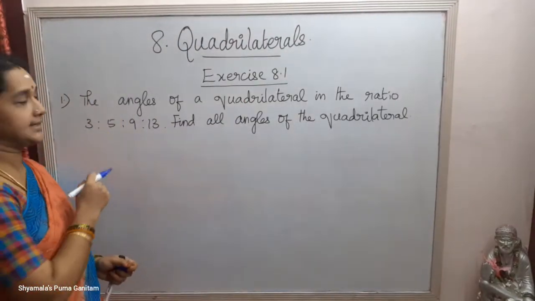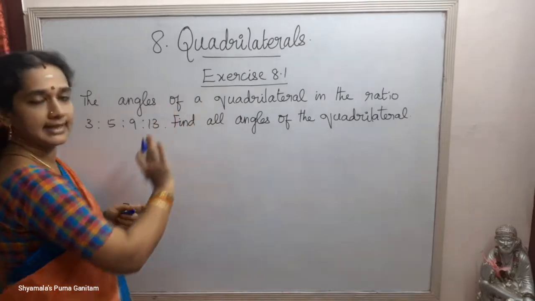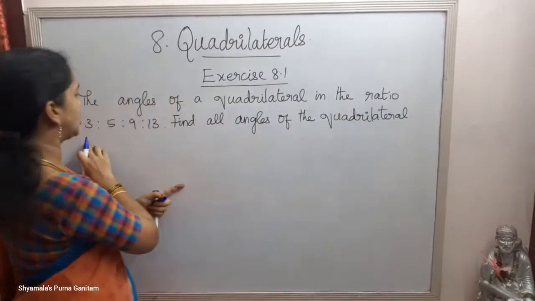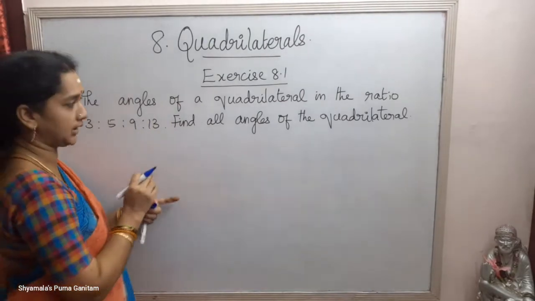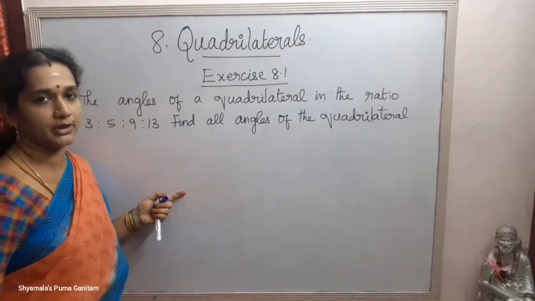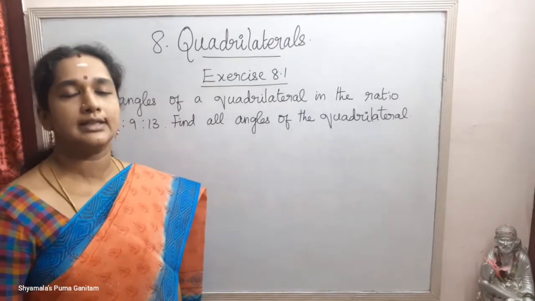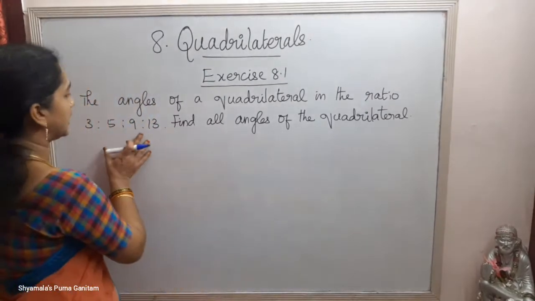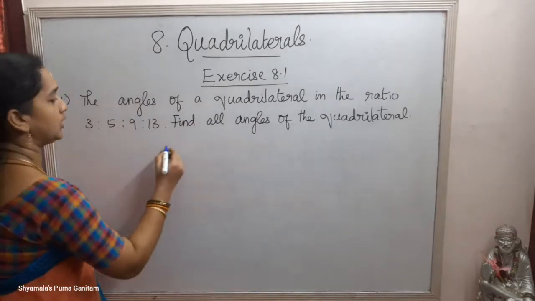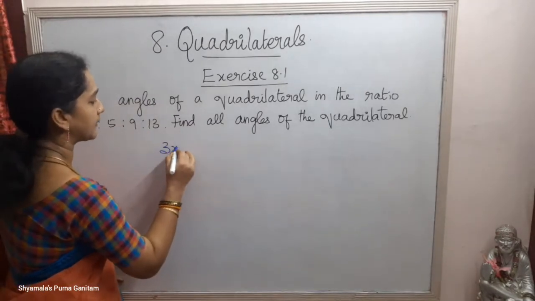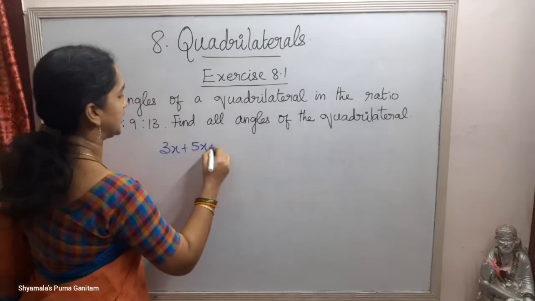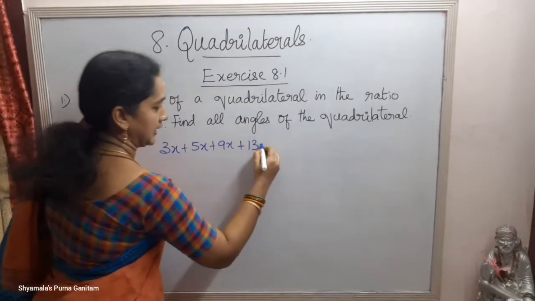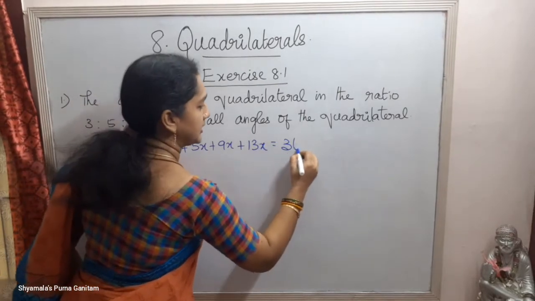Now we will do exercise sums. The first sum is exercise 8.1. The angles of a quadrilateral are in the ratio 3:5:9:13. Find all angles of the quadrilateral. We know that the sum of angles in a quadrilateral is 360 degrees. Here it is given in the ratio, so we will take this as 3x plus 5x plus 9x plus 13x is equal to 360 degrees.